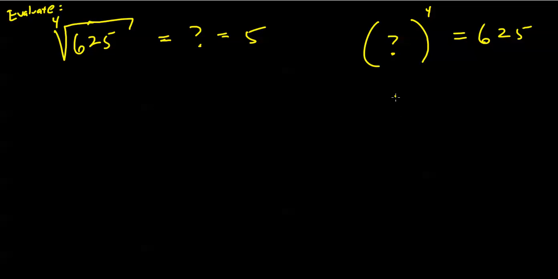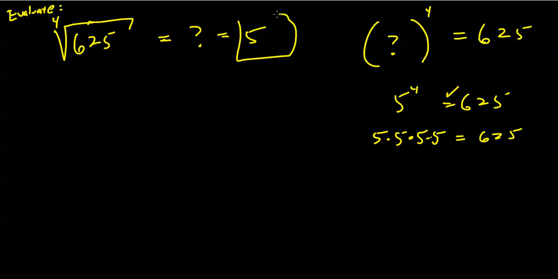Alright, check it. Is 5 to the 4th power equal to 625? Indeed it is. 5 times 5 is 25. 5 times 25 is 125. And 5 times 125 is 625. So either formally or informally, you can check your answer. The fourth root of 625 is positive 5. Okay? And again, we'll agree that even index roots must be positive.